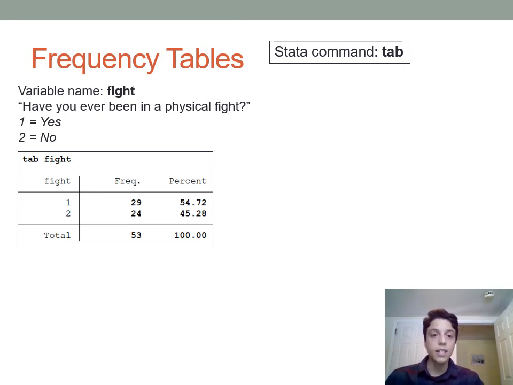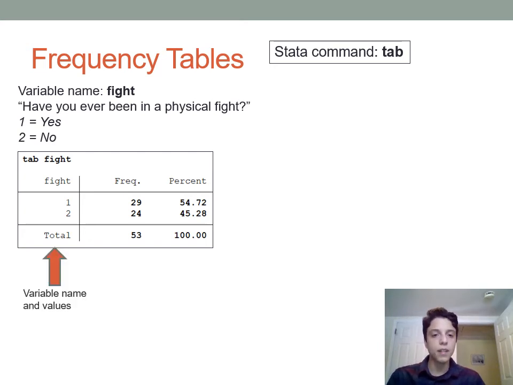So here, yes and no are coded in the same way that they were for the death penalty, where yes, I've been in a fight is coded as 1, and no, I haven't been in a fight is coded as 2. So this gives us the same information that we got from frequency tables a couple weeks ago, where you can see that in our class, 29 people have been in a fight and 24 people have not been in a fight.